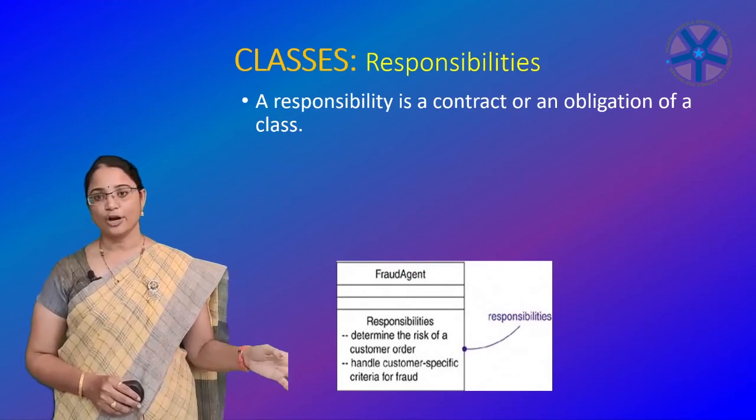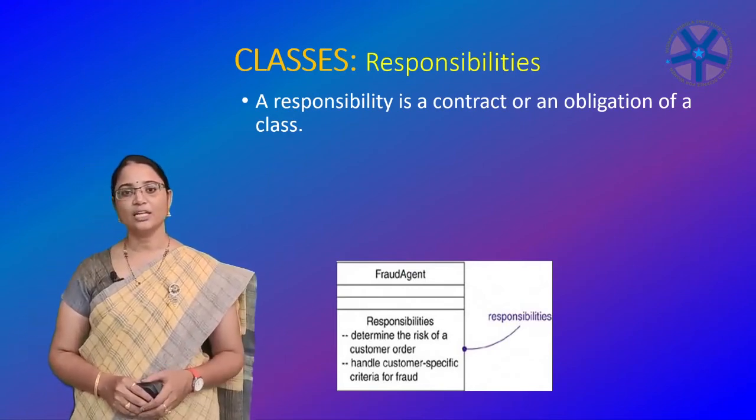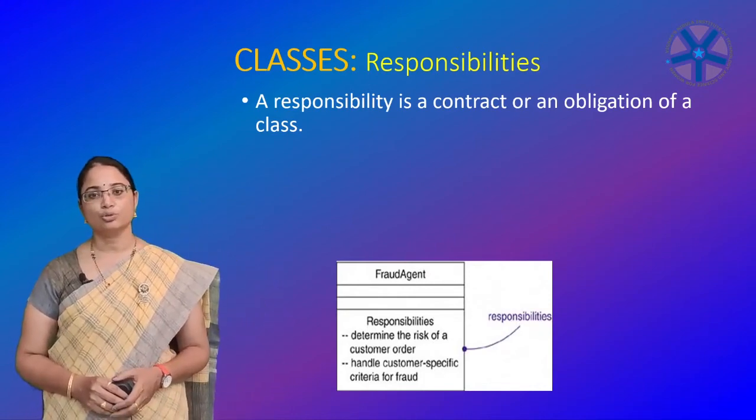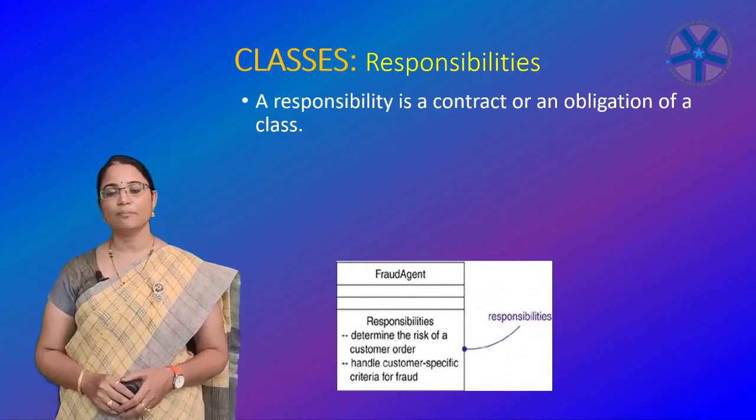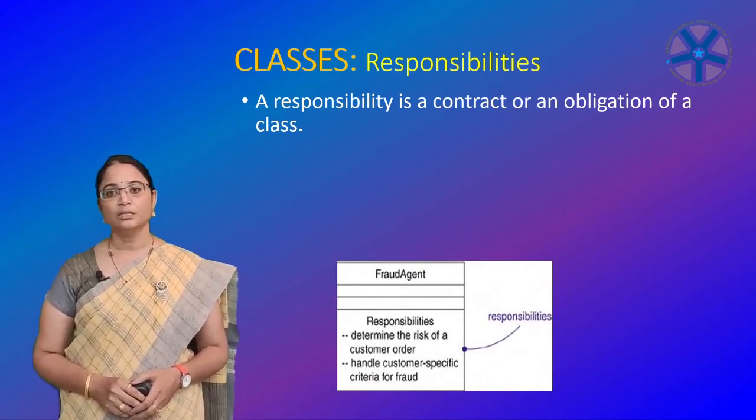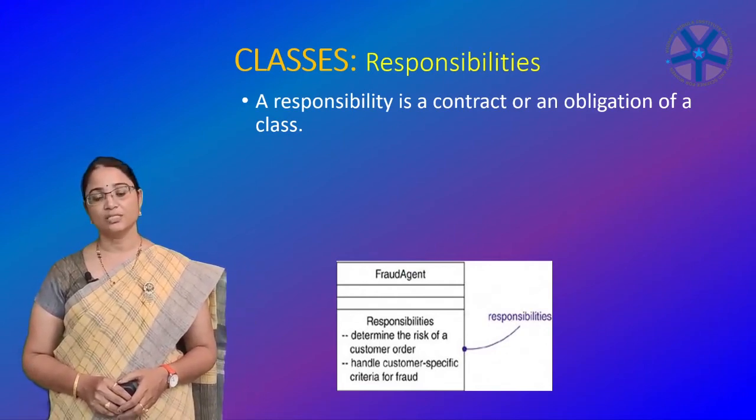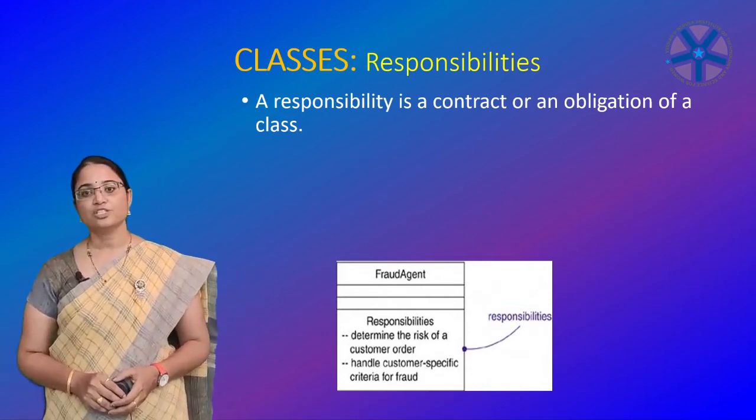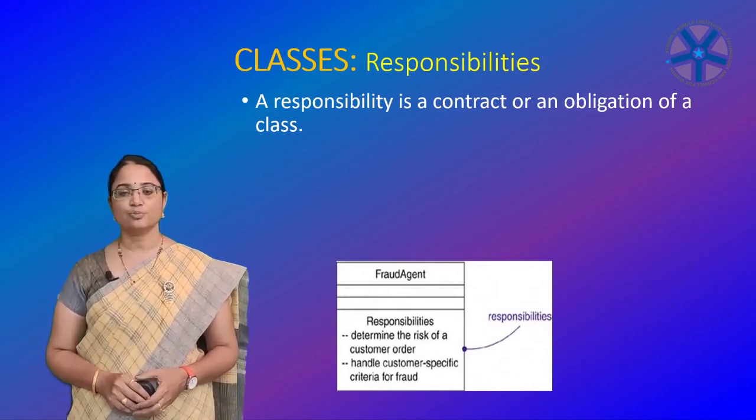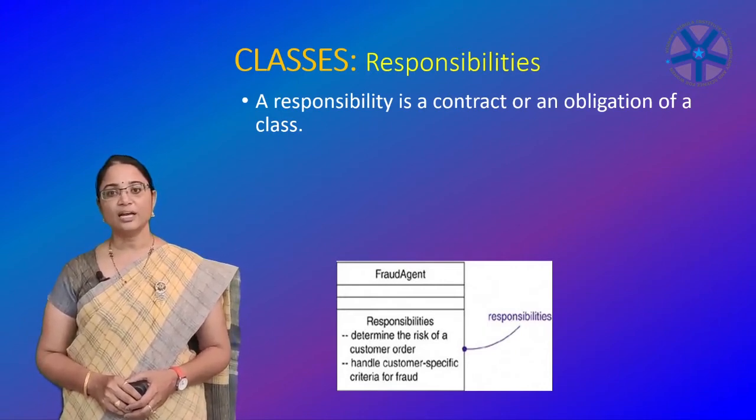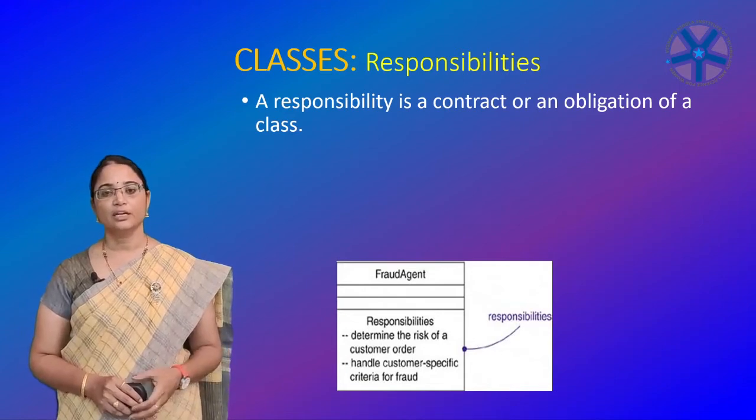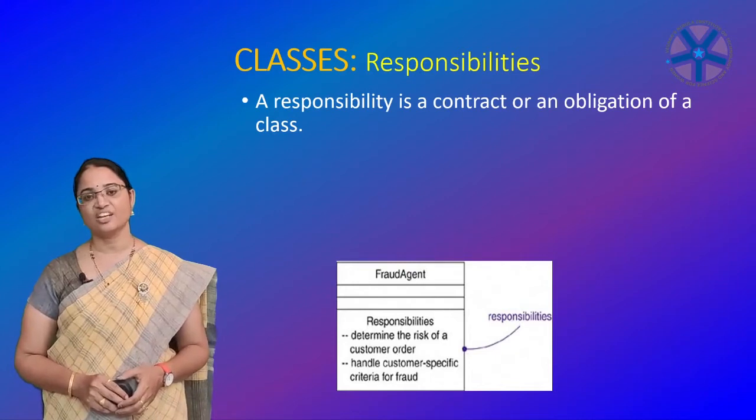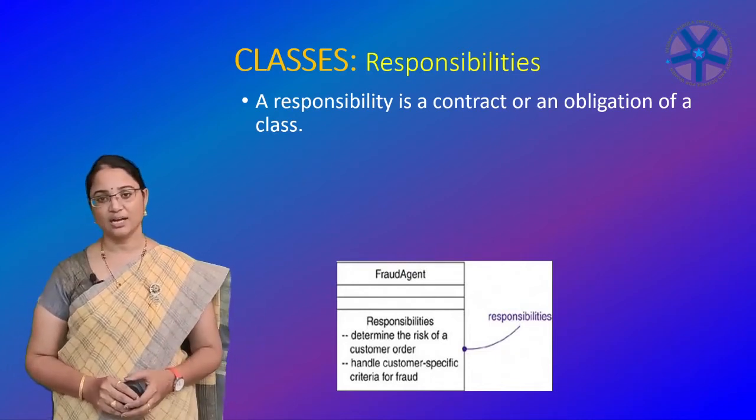Here the class name is fraud agent, and I have not taken any attributes and operations because I am emphasizing the responsibilities. So here I want to show the responsibilities. Here that is the fourth compartment, which is an optional one. For fraud agent I have given some responsibilities. These responsibilities can be achieved by using the attributes and operations. The first responsibility is to determine the risk of a customer order, and the second is to handle customer specific criteria for fraud. These two responsibilities can be achieved by using the attributes and operations defined in the class.